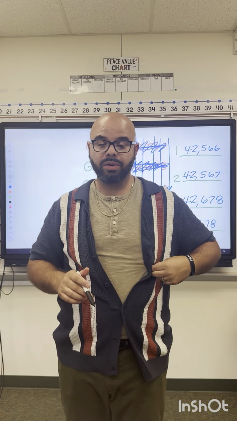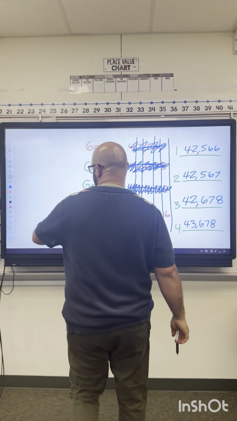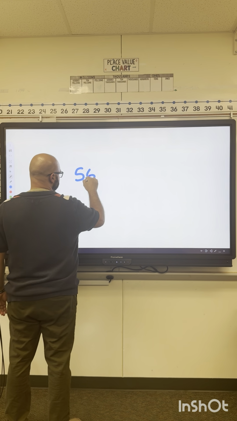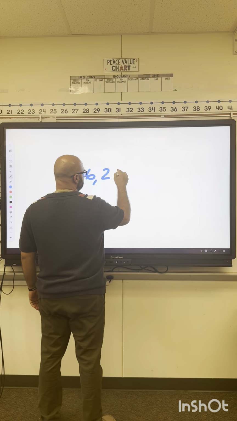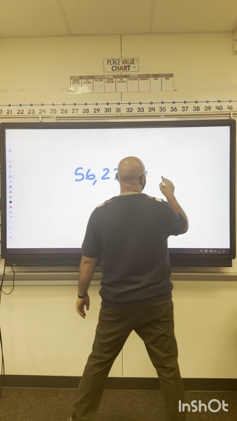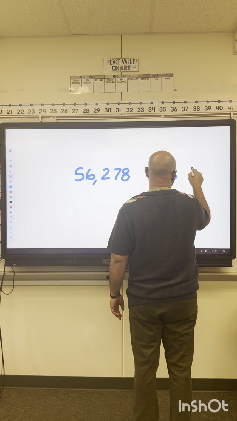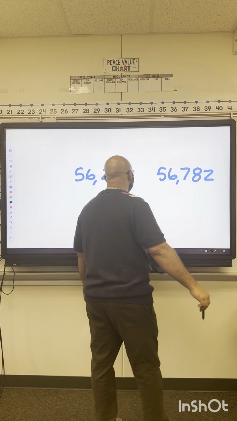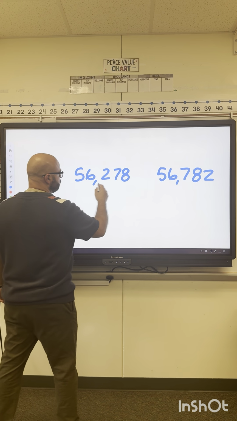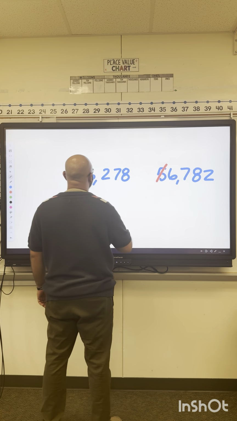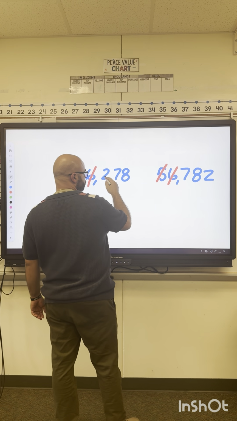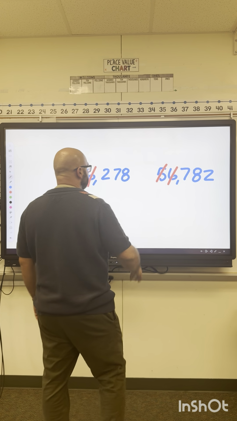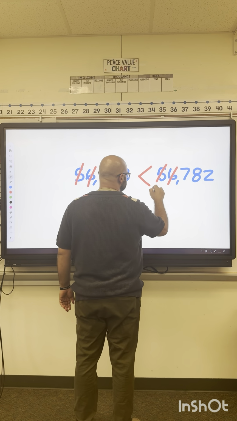And then comparing. Comparing is even simpler, right? Because they pretty much have two big numbers. So let's say 56,278. And they might throw a little curveball and say 56,782. So it might look similar, but again, if you look at the digits, the 5 and the 5, they cross out. The 6 and the 6, they cross out. The 2 and the 7, there's where we see a difference. Which one is greater? The 7. And they needed to use the correct symbol.